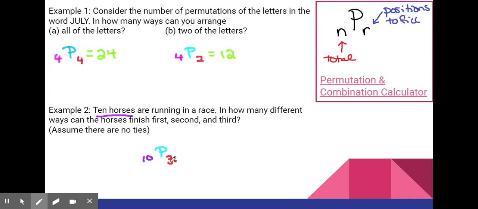So 10 pick 3. And again, that's just a matter of putting it in your calculator at that point. And when you do so, it comes out to be 720 ways that it would work. Okay, and that would be using our permutation. We're picking things to be in a certain position, or to win first, second, or third, which is considered a position, right? You win the first position, second position, or third position.